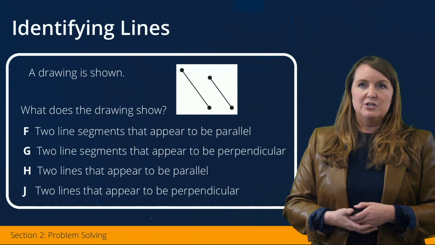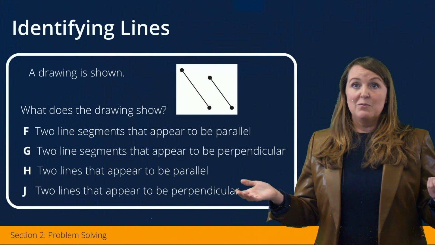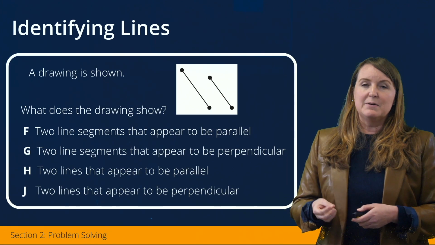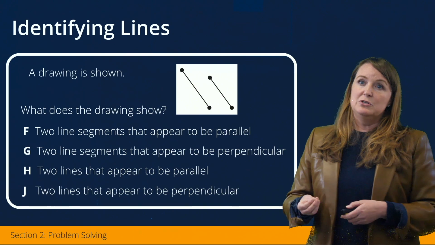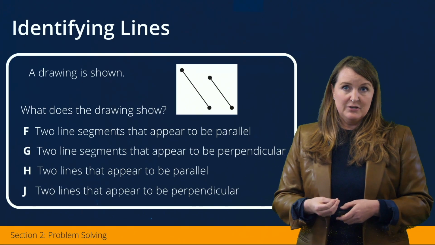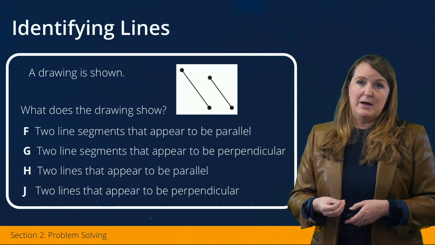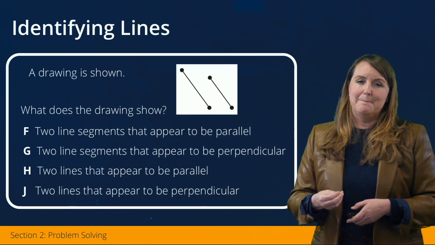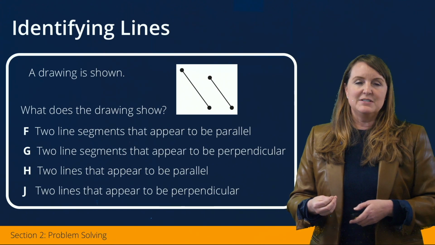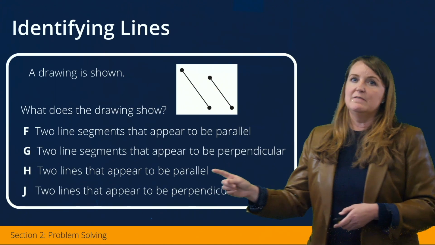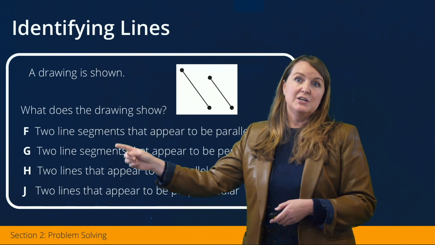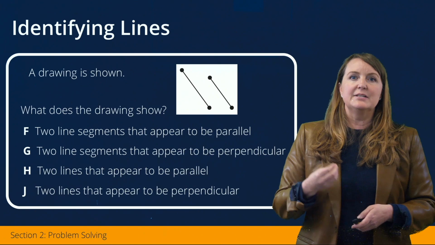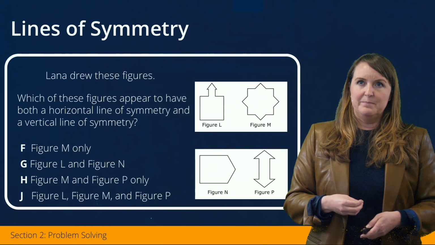A drawing is shown, and the question asks, what does the drawing show? So the answer choices are two line segments that appear to be parallel, two line segments that appear to be perpendicular, two lines that appear to be parallel, or two lines that appear to be perpendicular. Lots of things that students have to decipher here, and a whole lot of vocabulary in addition to understanding the different concepts related to line segments, lines, parallel, and perpendicular.